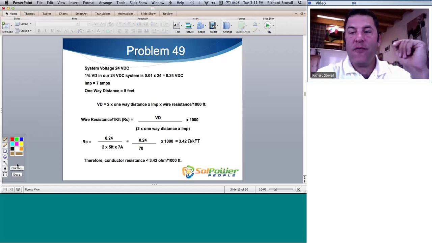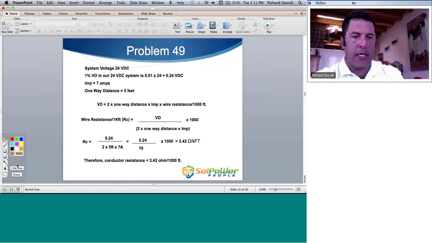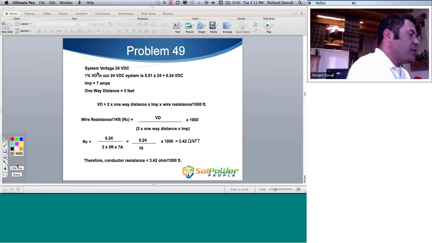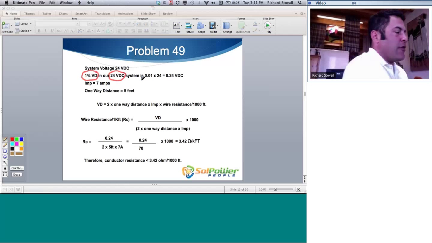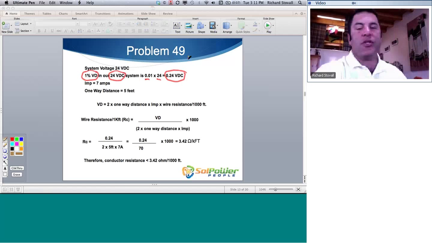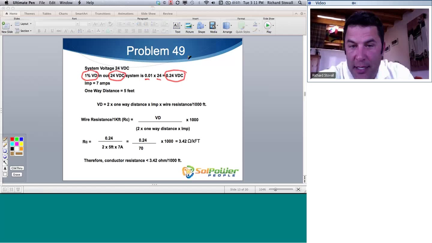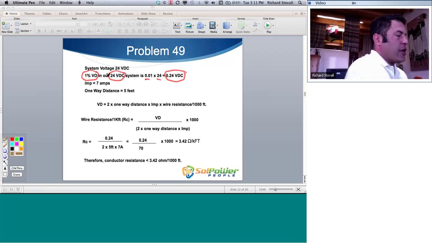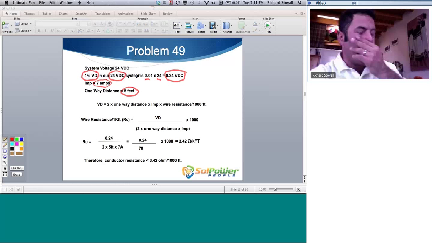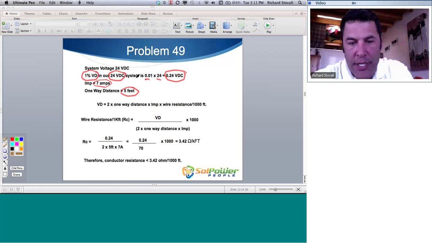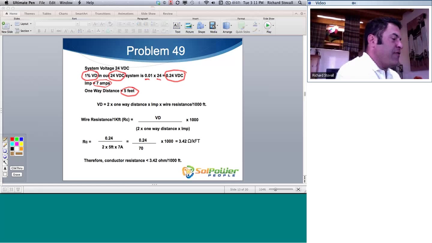So we know that there's a 1% voltage drop that is our maximum, and we also know that we're dealing with a 24-volt system, the nominal voltage of the system. So if we take 0.01 times 24, we know that in this circuit we can lose 0.24 volts DC without exceeding that 1% threshold. We know that the current is 7 amps, and we know the one-way distance is 5 feet. So in this case, we flip the formula around a little bit, and we take 0.24 and divide it by 2 times 5 times 7 to get some value, and then we multiply it by 1,000, and we actually get the true resistance of the circuit.